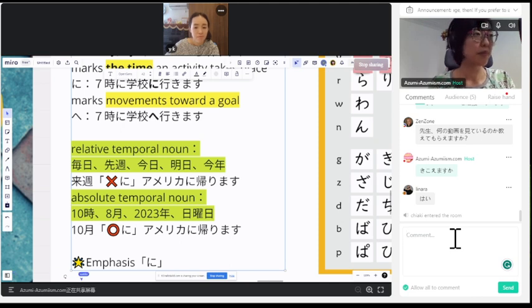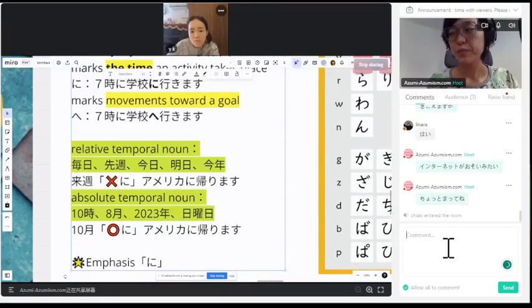毎日コーヒーを飲みます。I will drink coffee every day, or I do drink coffee every day. So notice you don't have a ni particle. It doesn't take a ni particle. The next one is 今日はテレビを見ます. 今日テレビを見ます. We actually cover it at the end of the lesson.